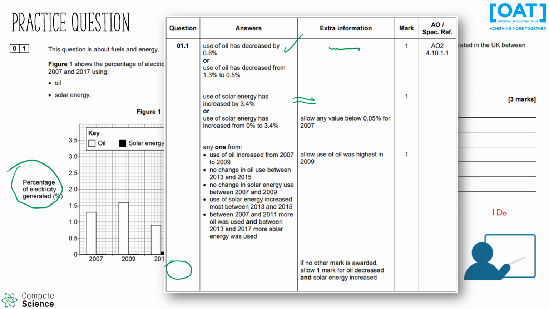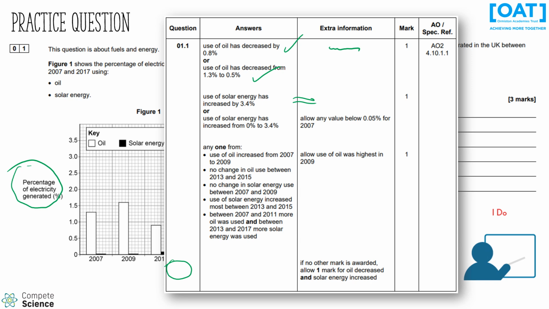You may have said that the use of oil has decreased from 1.3% to 0.5%, so it's gone down by 0.8%. That's the same mark available. The use of solar energy has increased by 3.4%, and the use of solar energy has increased from 0% to 3.4%. 1 mark was available for any of these points.